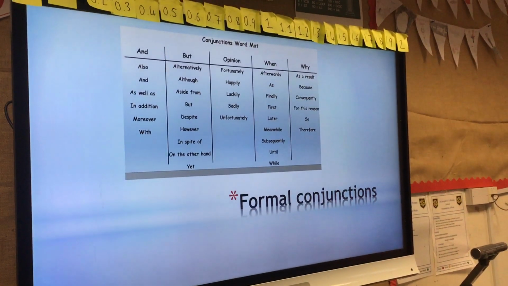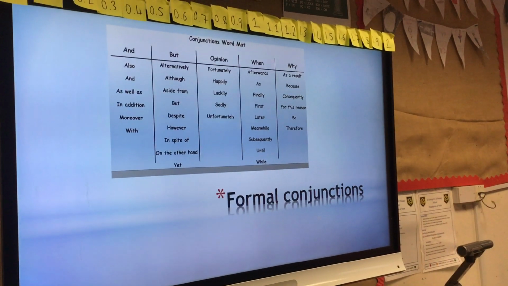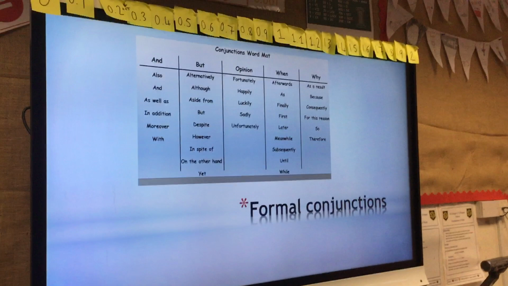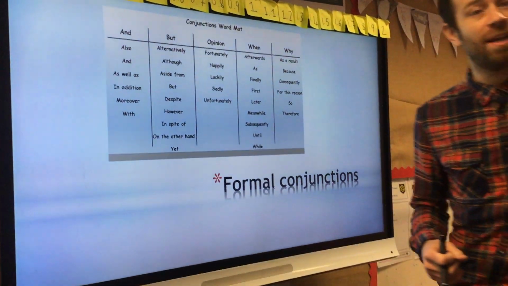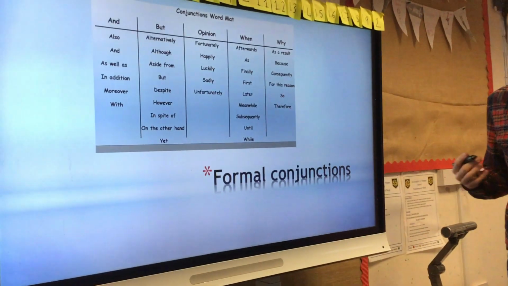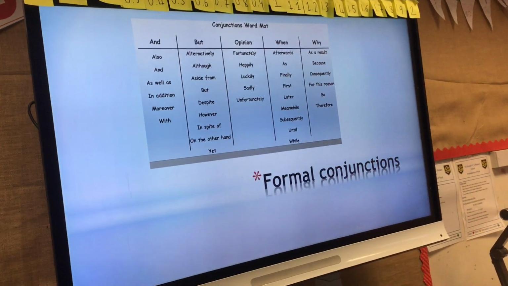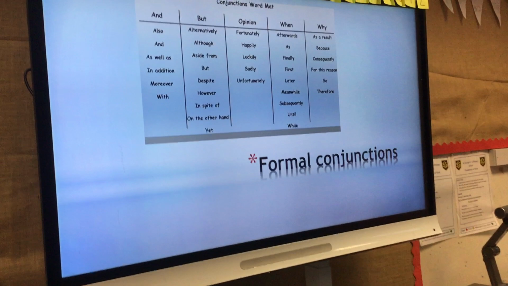So in your books, you could write down a few formal conjunctions for me under the subheading formal conjunctions. And just which ones do you think you would use in a report? A little tip is the ones that kind of look posh, okay? So the ones that you can imagine being in a formal piece of writing. So write some of them down and then I will circle a few and you can see if we've got the same kind of list.